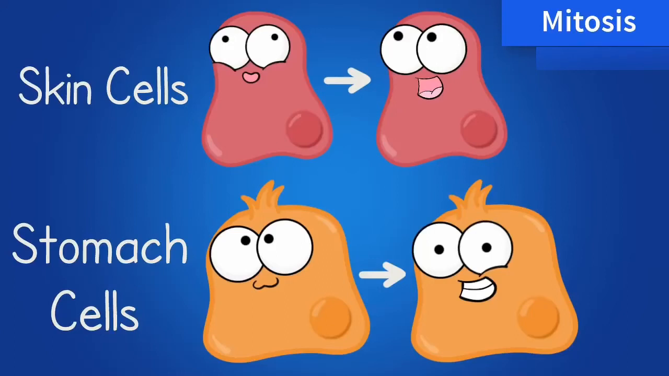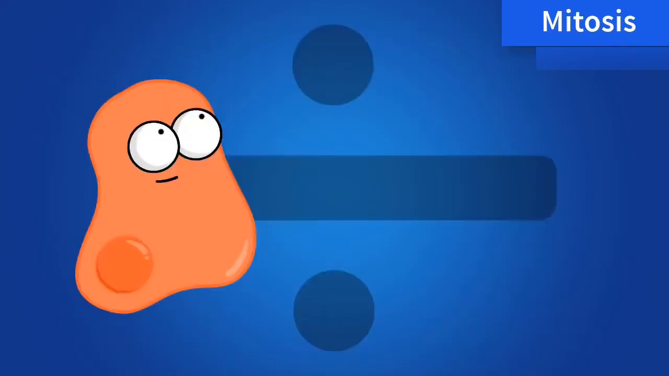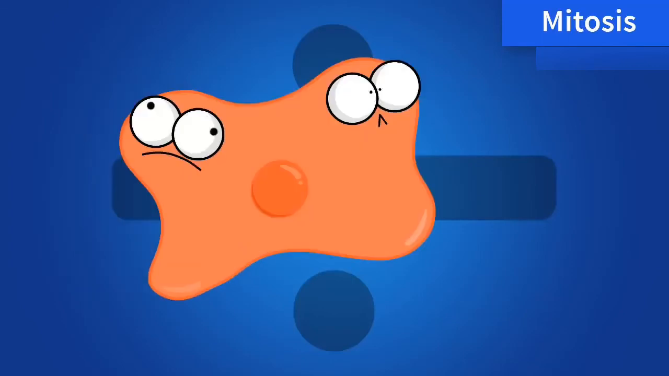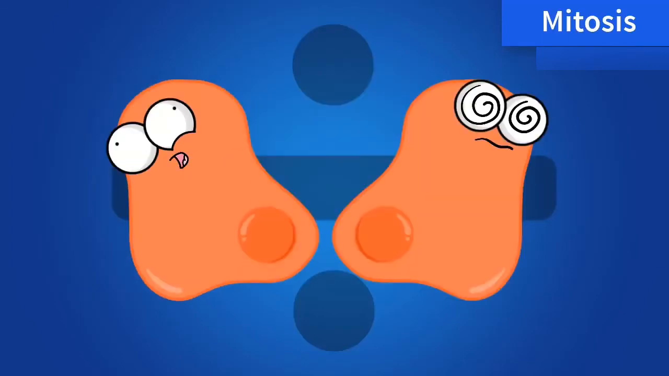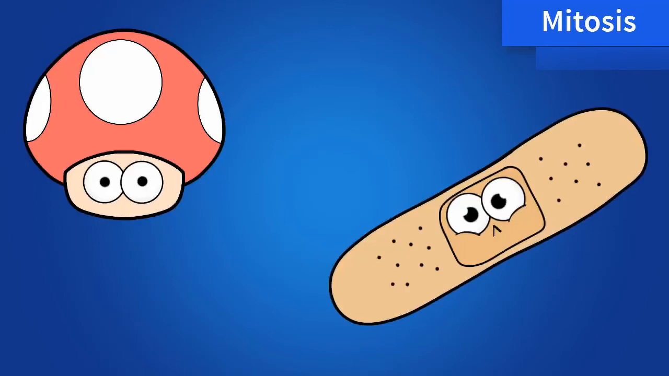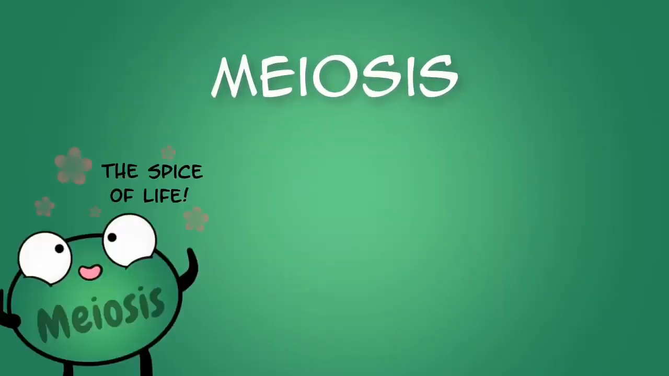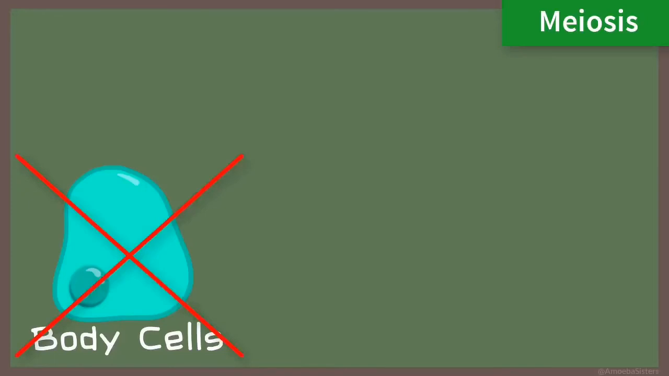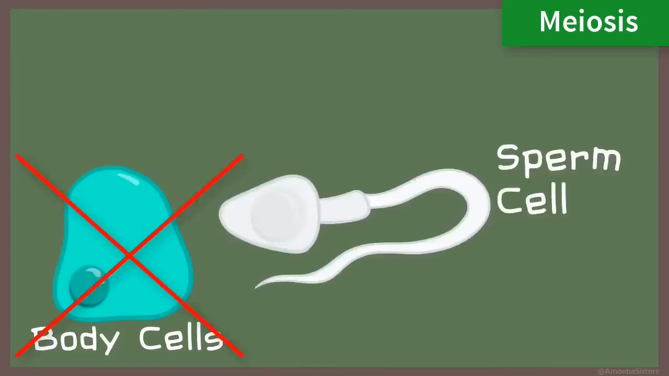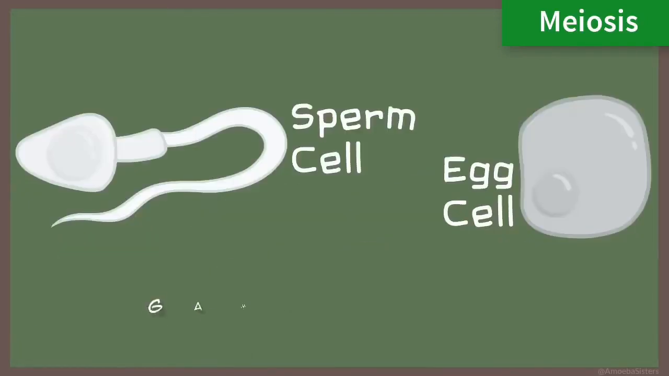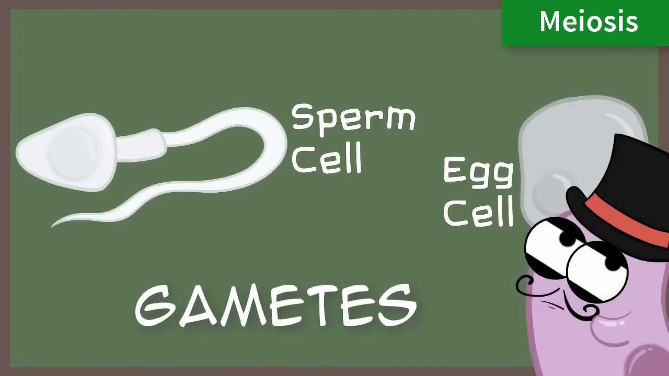Mitosis makes identical body cells, like your skin cells and stomach cells. Recall from our mitosis clip that since it makes identical body cells, mitosis is important for growth and for repair of damage, or to replace worn-out cells. But not meiosis. Meiosis is a process that contributes to genetic variety. Meiosis also doesn't make body cells. It makes sperm and egg cells, otherwise known as gametes, the fancier word.